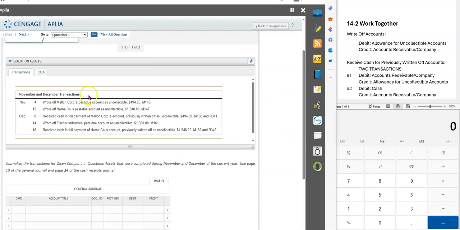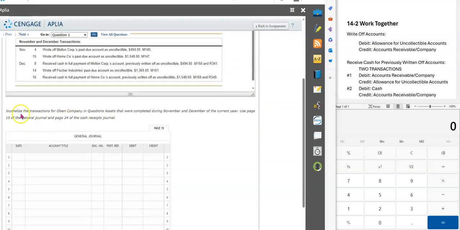14-2, work together. We've got several transactions that we're going to work through. It tells us to journalize those transactions for our company. They were completed during November and December. And you've got a general journal and a cash receipt journal.